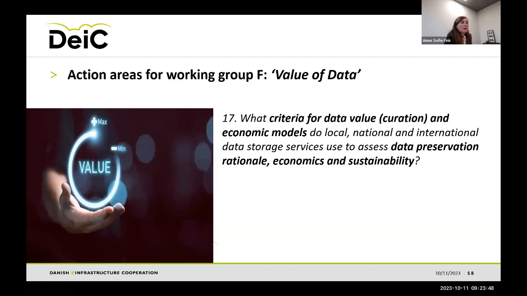So what criteria for data value creation and economic models do local, national, and international data storage services use to assess data preservation, rational economics, and sustainability? And especially happy to see that actually the word sustainability is found among the activities we need to look into.